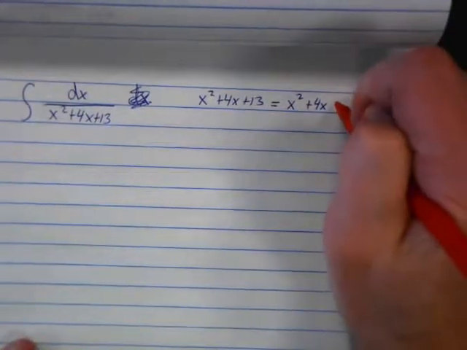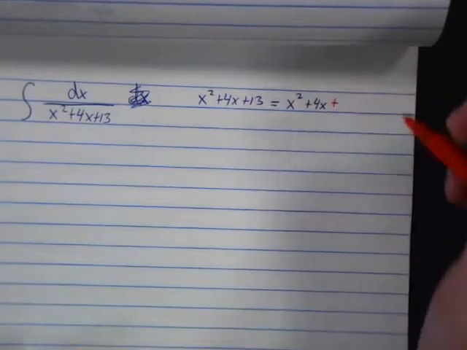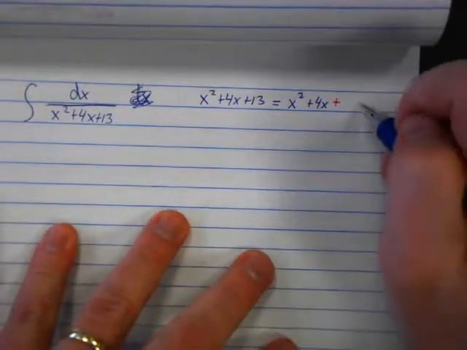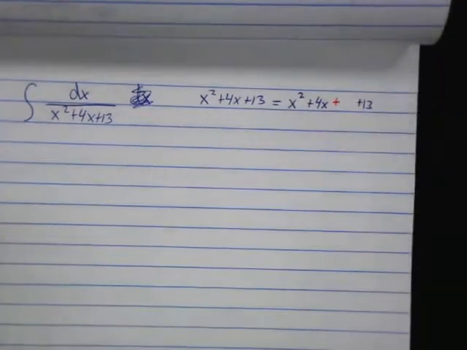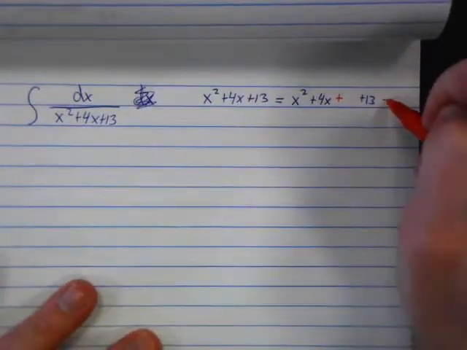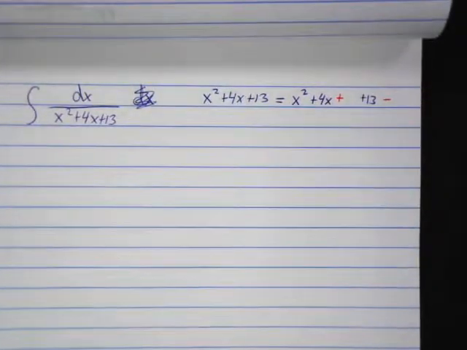So we're going to add a number, and to balance it out, we'll have the plus 13. We'll subtract that same number. So in essence, we add a number and subtract a number, so we're adding 0. All right, so how do you figure out that number you're supposed to add?